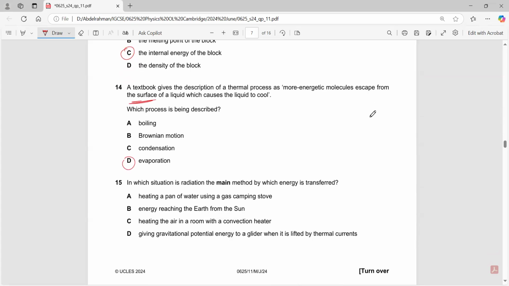In which situation is radiation the main method from which energy is transferred? Yes, radiation would be the main method while transferring energy from the sun to the earth. Okay.